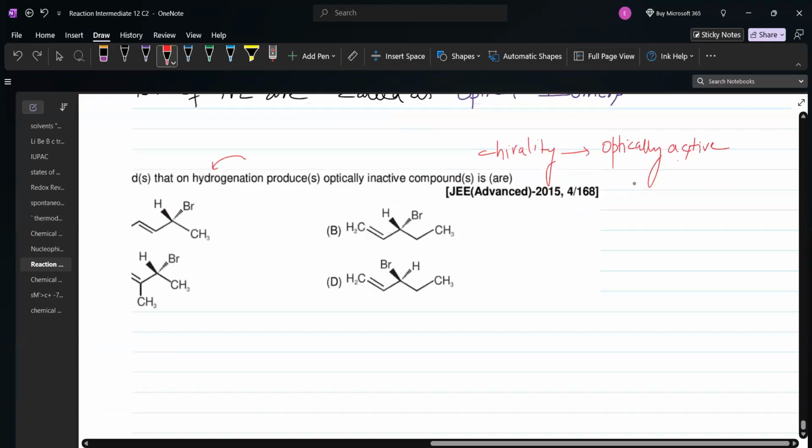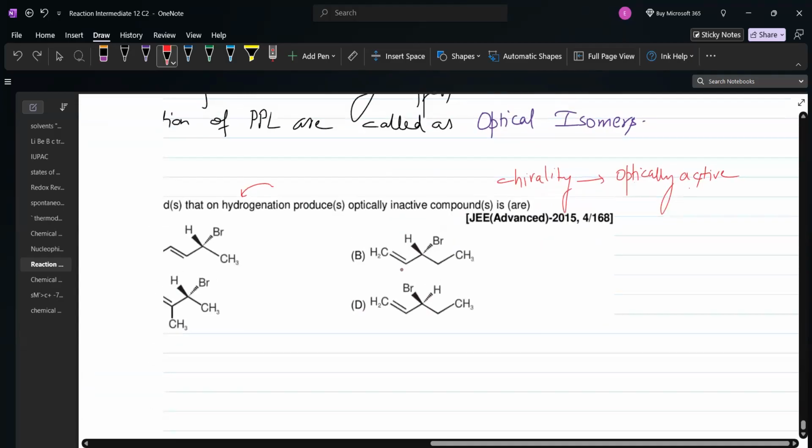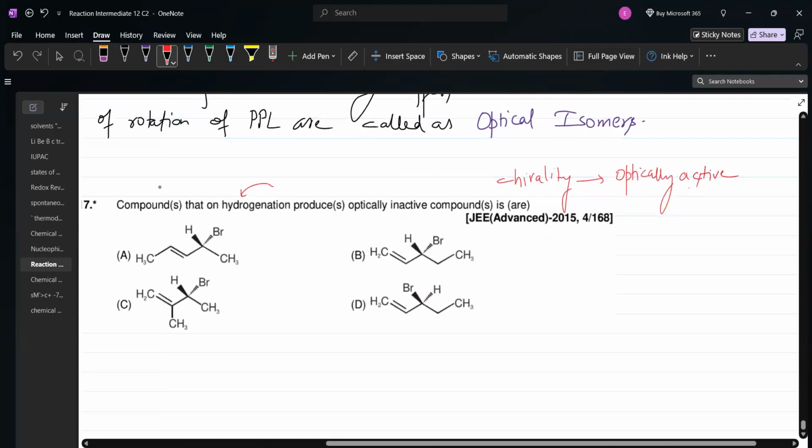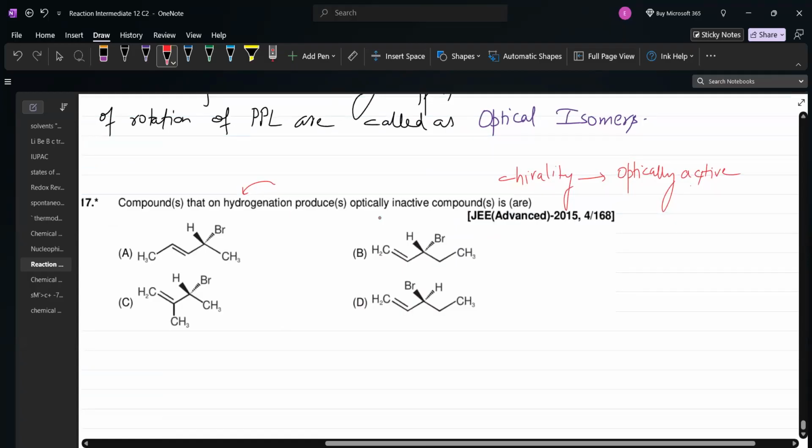But sir, chiral, here a double bond is present everywhere. That's why the question says the compound that on hydrogenation produces an optically active compound. So remove the double bond. If we remove the double bond, obviously we will get, I hope you understand, 1 2 3 4 5 6, and we have bromine here. Okay, this is the structure, and H.